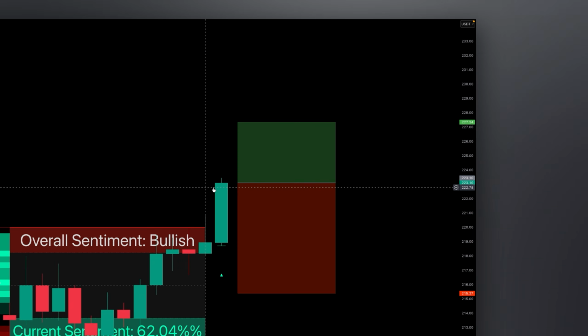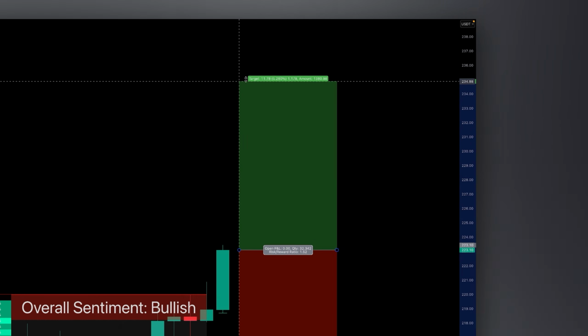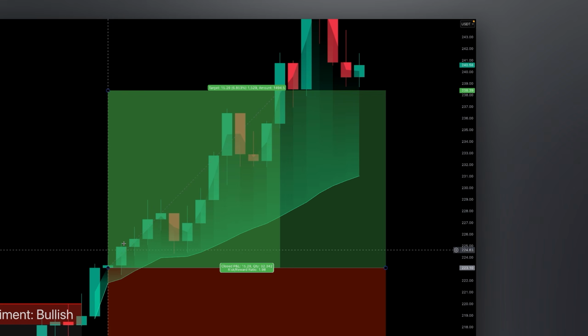Taking profit, you can set your target at a risk to reward ratio of 1.5 to 2. This guarantees a profitable trade. Let's look at the result. As we can see, the setup turned out to be a winner.